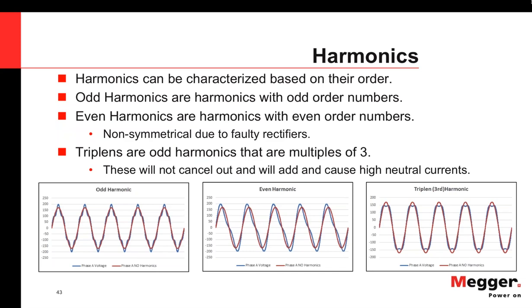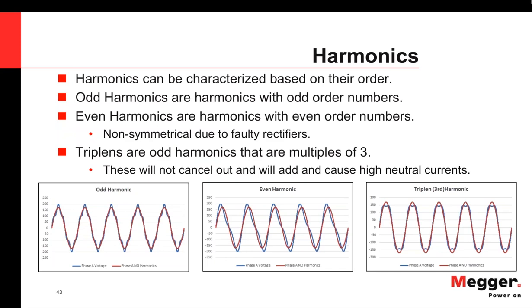When I look at even harmonics, though, 2, 4, 6, if you look at the middle picture, you notice they're not symmetrical. They are not really supposed to be on the system. When we see even harmonics, that's a sign that we have a bad rectifier somewhere in that system. That's why we're seeing a non-symmetrical waveform with them. Even harmonics typically should be limited to about 2%. If they are above 2%, IEEE 519 typically will flag that as a problem.